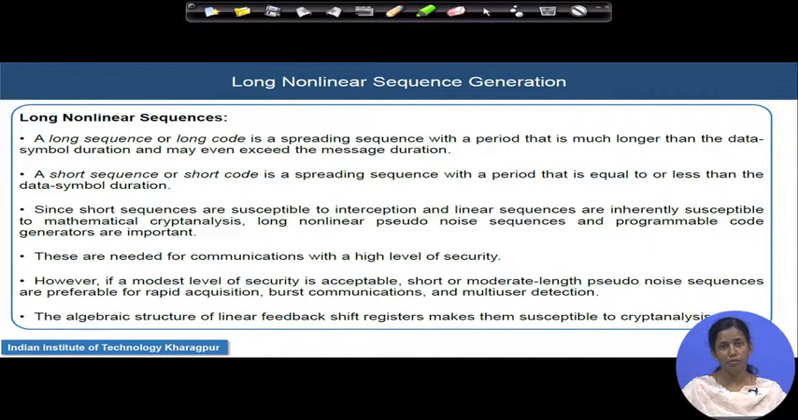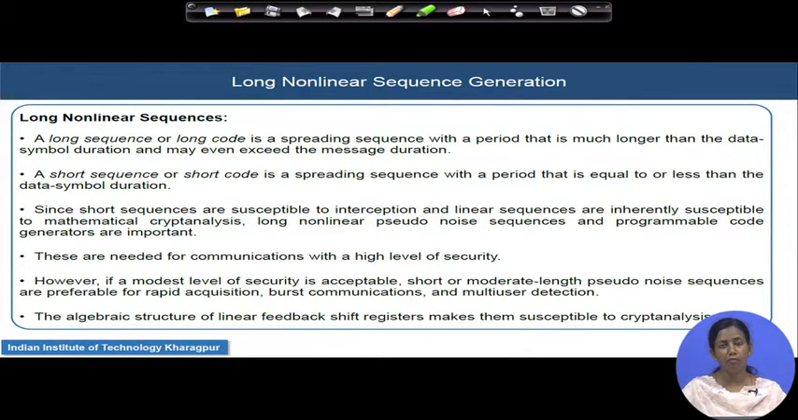And once the code is cracked, and I get the code, definitely it will be very easy for a jammer to jam the communication system. It will also be very easy to extract the information that you are transmitting on air, and also to jam the information, so that the intended receiver does not get the actual information. That is the problem of having a short length sequence.